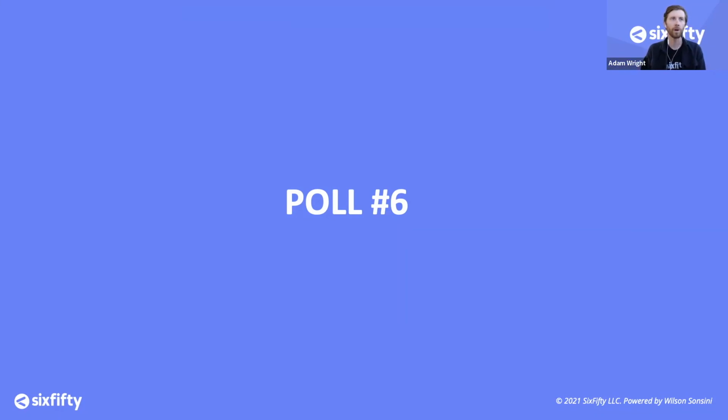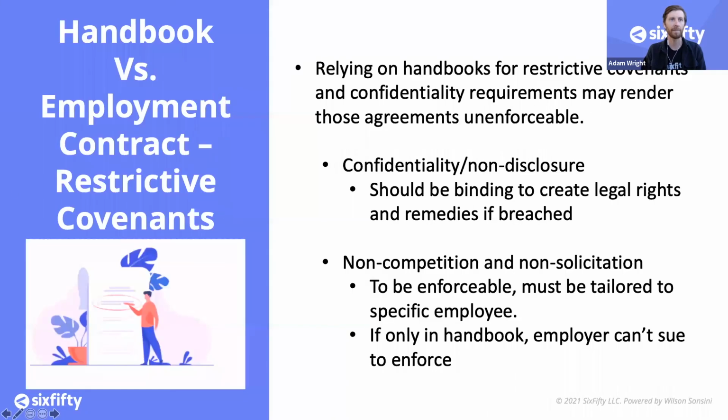All right, let's move to our last slide here. Another set of legal areas or provisions that you're going to want to include in a contract as opposed to a handbook are confidentiality provisions and restrictive covenants. So we're talking about non-disclosure agreements, non-competition agreements, and non-solicitation agreements.